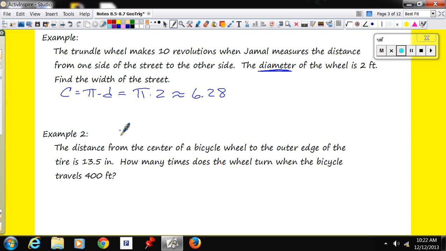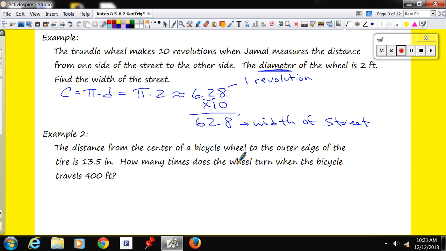What does that 6.28 represent? 1 revolution around the circle, around the wheel. How many revolutions did it take to get across the street? 10, right? This represents 1 revolution. I want to multiply it by 10 revolutions. If I multiply it by 10, I'm going to move it over one place. So I'm going to get 62.8 feet is the width of the street. The width of the street is 62.8 feet.